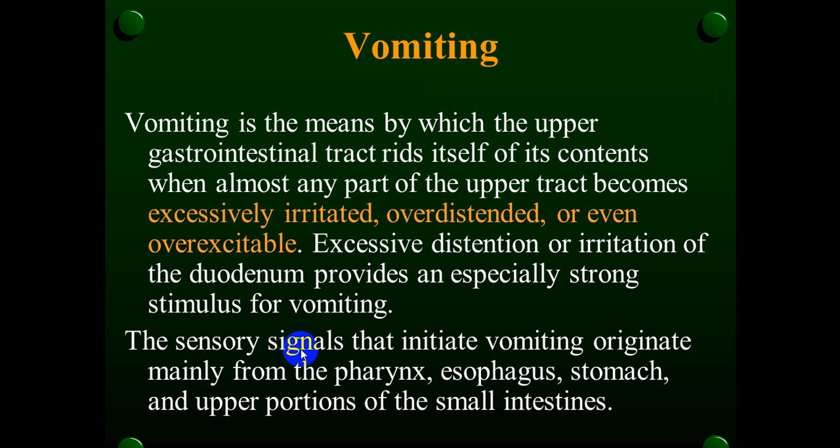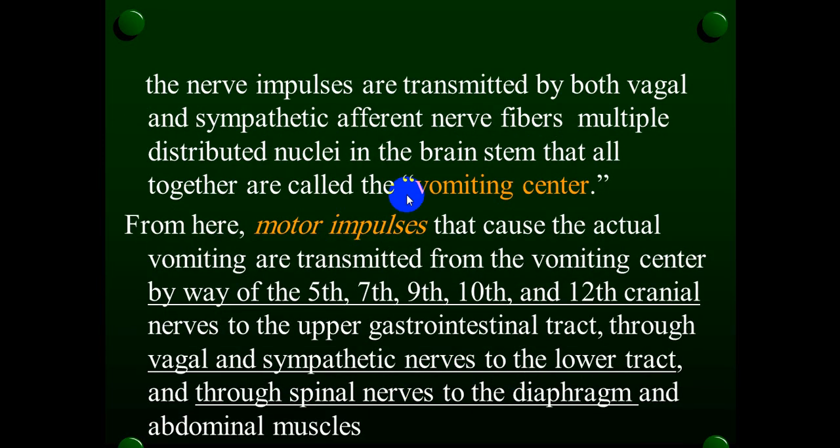The sensory signals that initiate vomiting originate mainly from the pharynx, esophagus, stomach, and upper portion of small intestine. فعندما يكون هنالك شيء من الطعام مهيج أو محفز راح ترسل إشارات من البلعوم والمرئ والمعدة بواسطة these nerve impulses are transmitted by both vagal and sympathetic efferent to the vomiting center. ستنقل هذه الرسائل إلى مركز التقيؤ. And from here من هذا المركز راح تنبعث أوامر حركية.